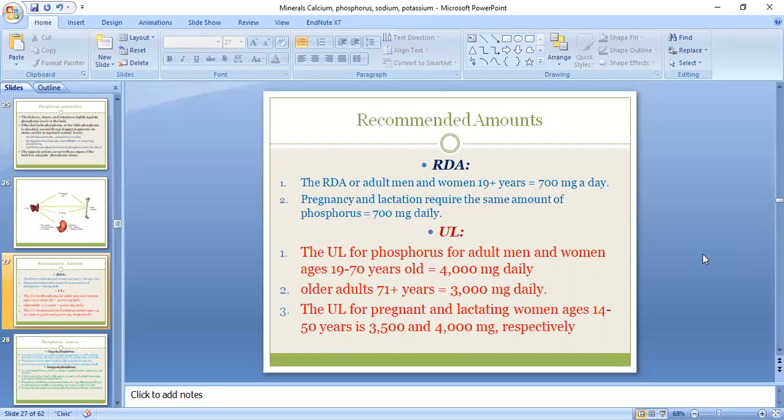Now, the upper limit of phosphorus. The upper limit of phosphorus for adult men and women for the ages of 19 to 70 years is 4000 milligrams daily. For older adults greater than the age of 71 years, it is 3000 milligrams daily. Then the upper level for pregnant and lactating women for the ages of 14 to 50 years is 3500 and 4000 mg daily respectively.